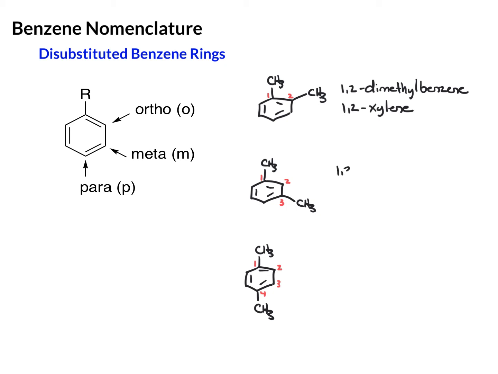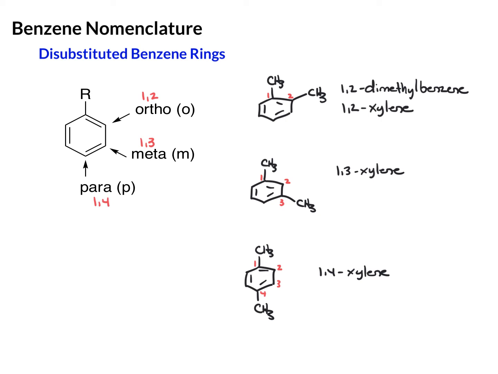Likewise, 1,3 and 1,4. That is one way to differentiate these. But there's another type of terminology that's very commonly used to describe the relationship between 2 substituents. And that is the ortho, meta, and para terminology. And effectively, ortho is just a 1-2 relationship. Meta is 1-3. Para is 1-4.